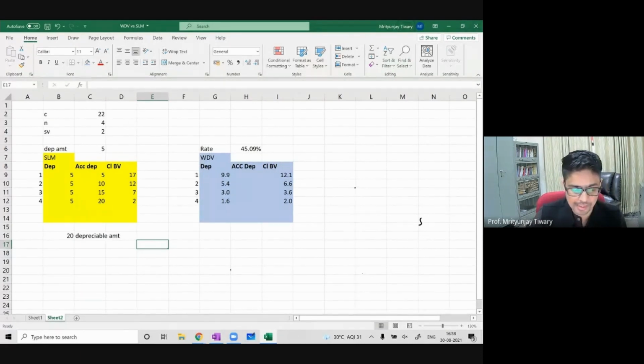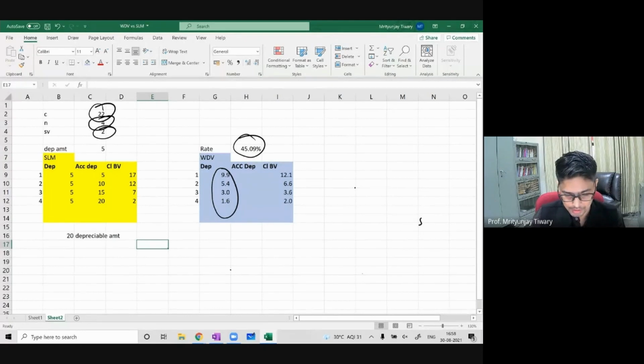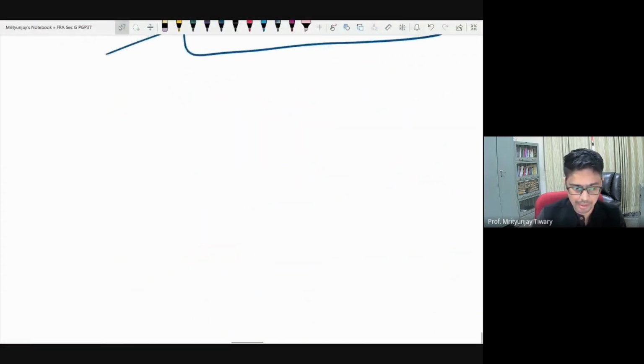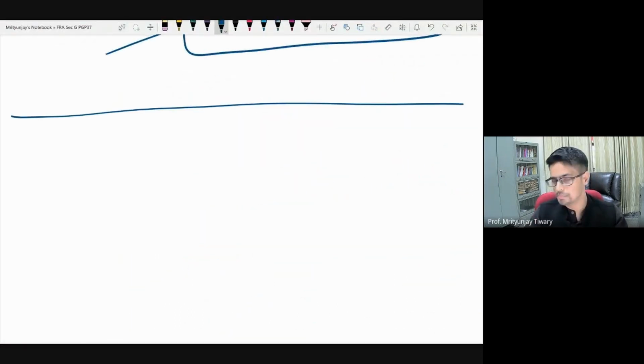So let us say we have this example that there is an asset which is costing you 22 lakh rupees, which has 4 years of life and 2 lakh of salvage value. Basically, I wanted to know this particular number and these depreciation amounts. Let us say you are hired as a manager of a company, and you know that the company is pretty flat, that there is no improvement in the performance, and you are an unscrupulous manager.